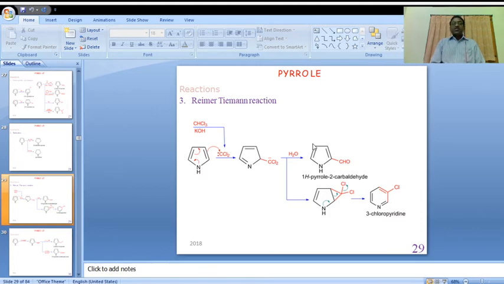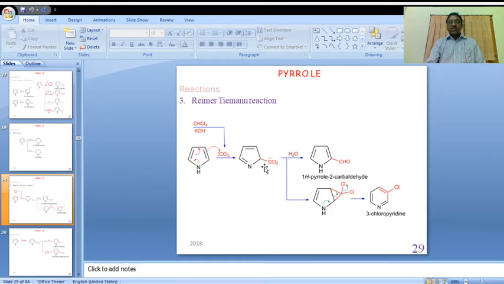The carbene gives an intermediate which, on hydrolysis, forms 1H-pyrrole-2-carbaldehyde. It is also a second-position substituted compound. On the second position, there is an aldehyde functional group. It is called 2-carbaldehyde.